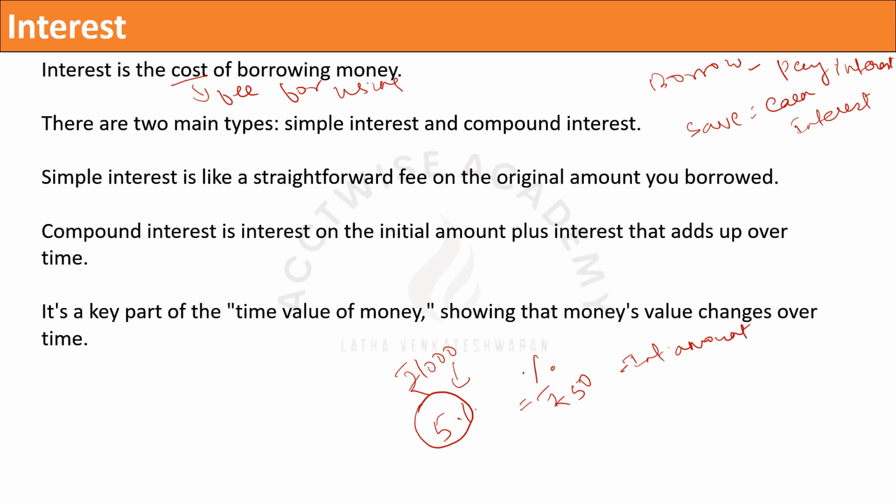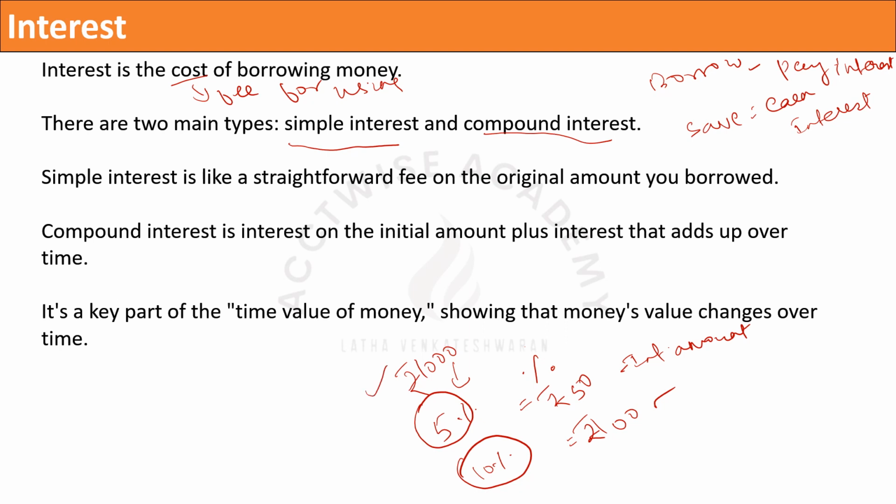Similarly, if you take it at 10%, this 10% becomes our interest rate, and ₹100 becomes our interest amount. There are two main types of interest. They are simple interest and compound interest. Simple interest is like a straightforward fee on the original amount you borrow. So it's a straightforward fee.